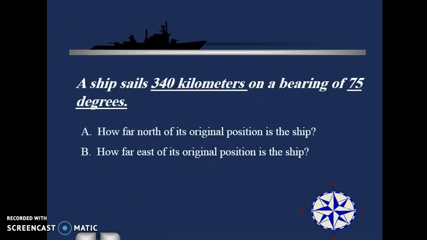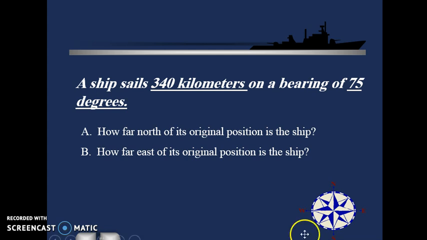Let's see another question that talks about a ship. This ship sails 340 kilometers on a bearing of 75 degrees. The first question is, how far north of its original position is the ship? The second question is, how far east of its original position is the ship? So guys, here you should be aware of the north, the east, the south, and the west. You see at the bottom of my page here, I gave you the directions so that you'd be able to do the simulation of your right triangle.